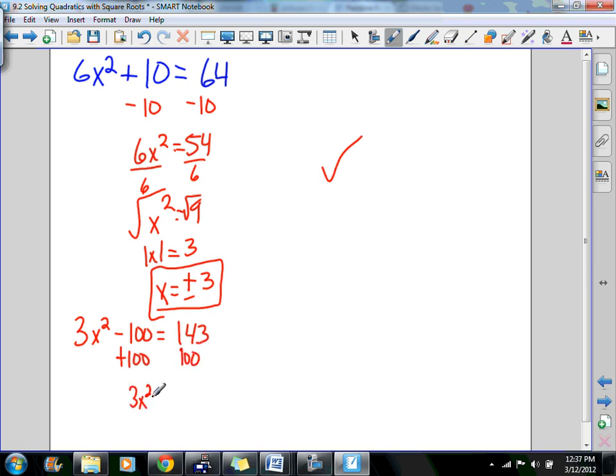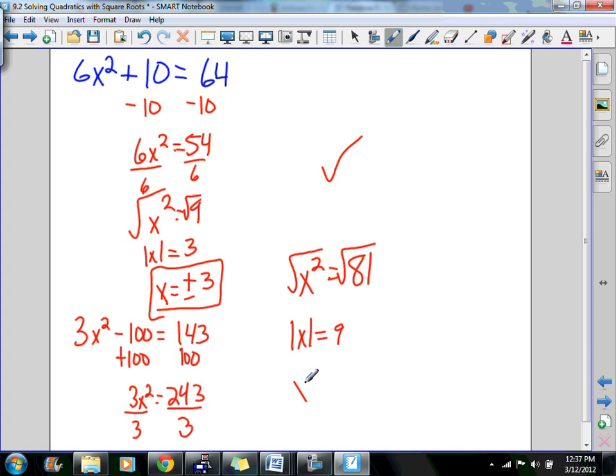3x squared is equal to 243. Divide by 3. X squared equals 81. Square root. Absolute value of x equals 9. And so x equals plus or minus 9. If you have questions on these, bring them to class tomorrow. And there's your check. Okay?